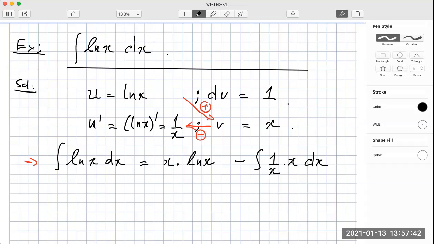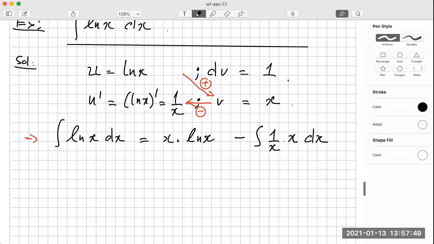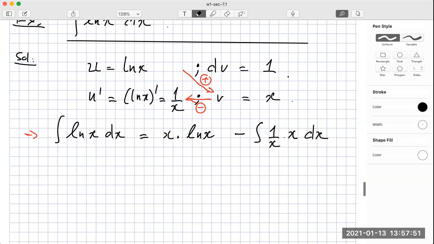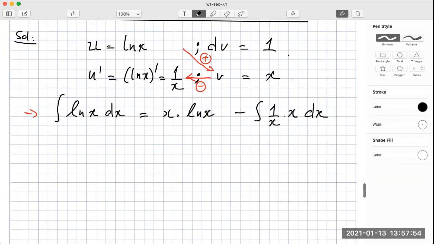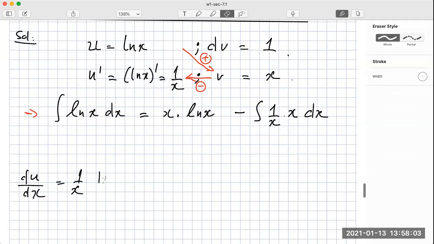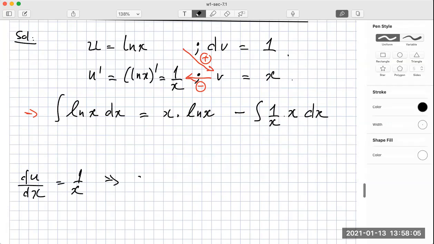V du, right? V du and du. Look at here, if we write u prime would be du over dx, which is 1 over x dx, then du would be 1 over x dx, right? And this is our dv here. So this becomes a lot easier.